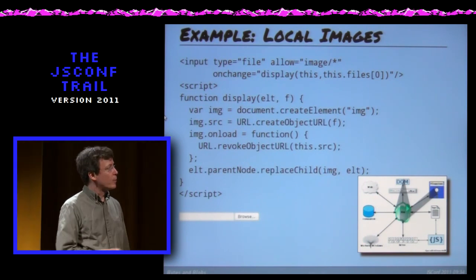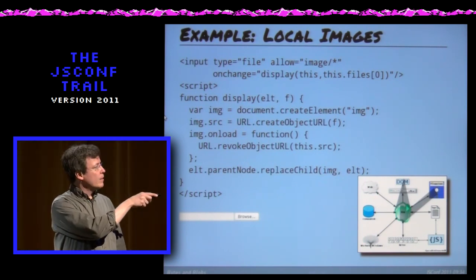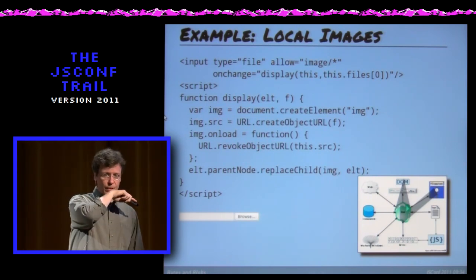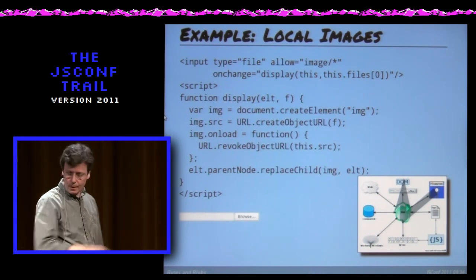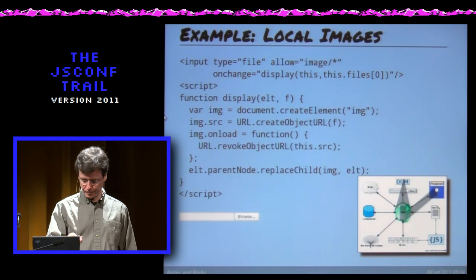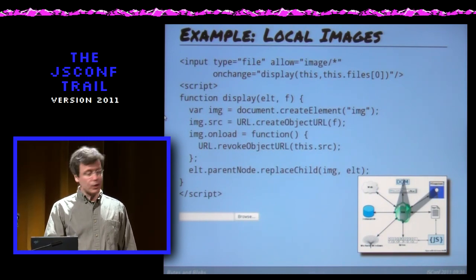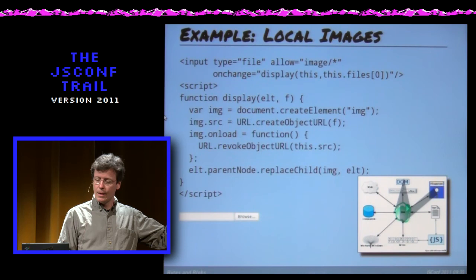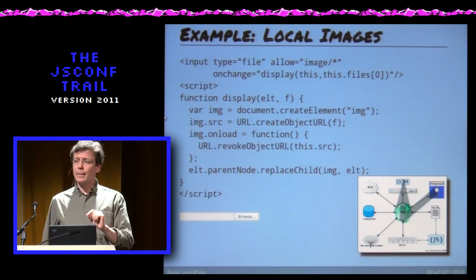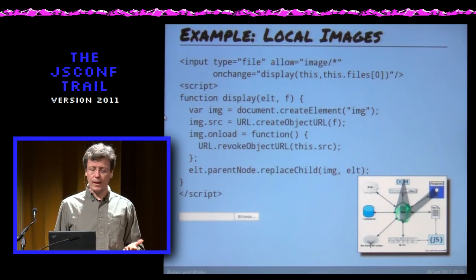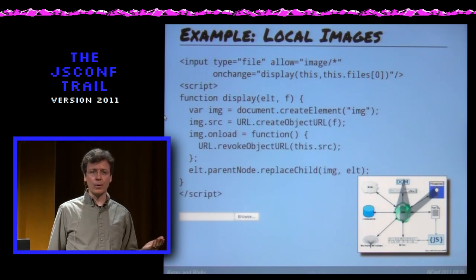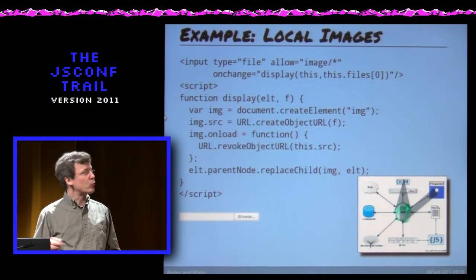Okay, so this is the scenario I promised you where you get a local image file, get it as a blob since files are blobs, turn it into a URL, pass it up to the DOM, and display it. So we've got a file selection box to select a file, and a function display. It takes an element and the file. It's going to create a new image tag, set the source of that image tag to the blob URL derived from the file, set an onload handler on the image so it can then revoke that blob URL once we're done using it, and it does a replaceChild.